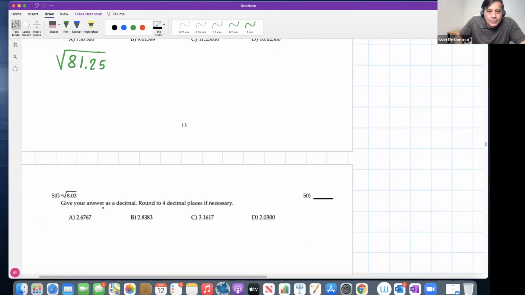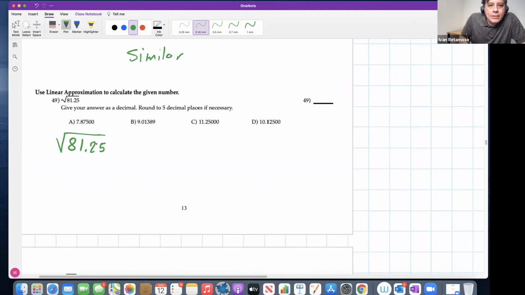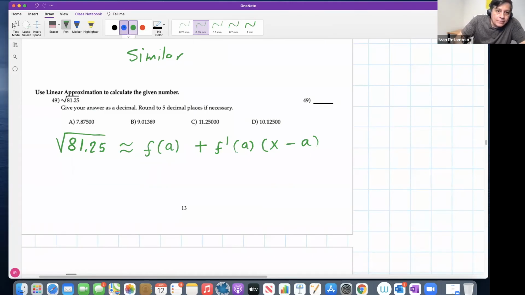Now let me show you how you approximate the square root of 81.25 using this idea of linearization. Remember, this will be equal to the function evaluated at some base point plus the derivative evaluated at the base point times X minus A, right? But now, what is the function and what is the base point? They don't give you the function, they give you the base point. It's not hard to figure out. You're dealing with a square root, so we let f of x be the square root of x.